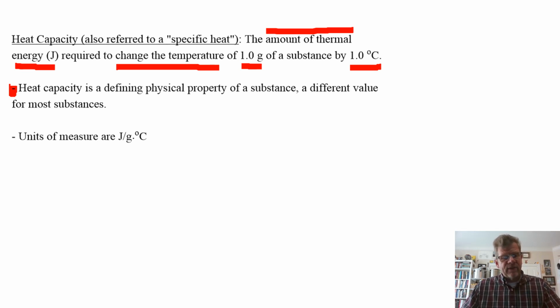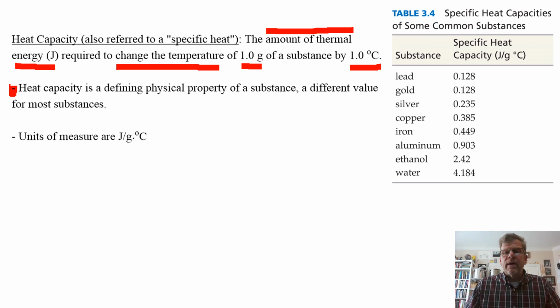Now, let's look at different heat capacities for some common substances. The first one I would bring your attention to would be down on the bottom here, water. 4.18. They put a 4 after it too because they went to one further decimal point. But that number is something that we've seen before, 4.18.